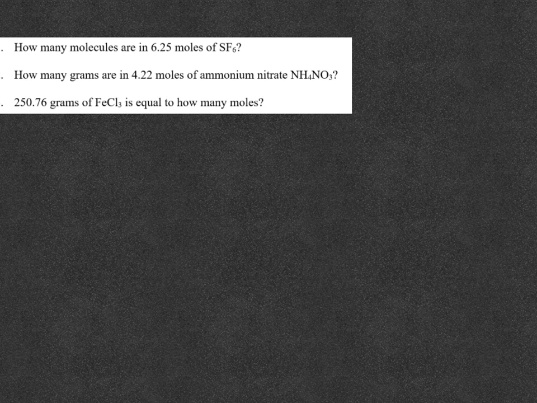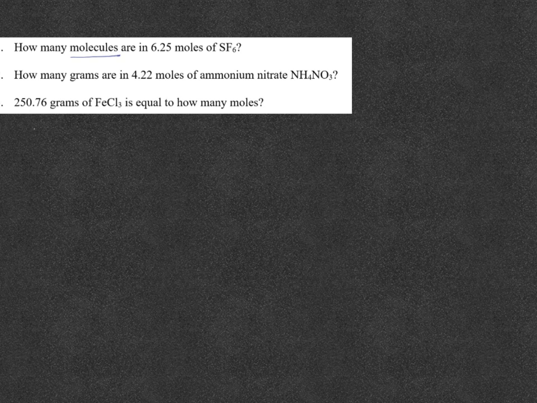You should think through the process. For example, how many times is mole mentioned? How many conversions do you need? What keywords are given? And then set up your problems. So for the first problem, where it says how many molecules are in 6.25 moles of SF6? Mole is mentioned once, so there's one conversion. The keyword is molecule. So therefore, we are going to need to use Avogadro's number.